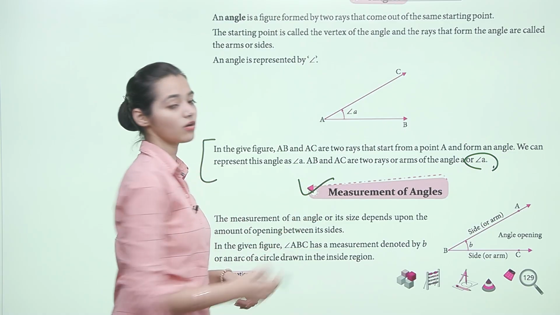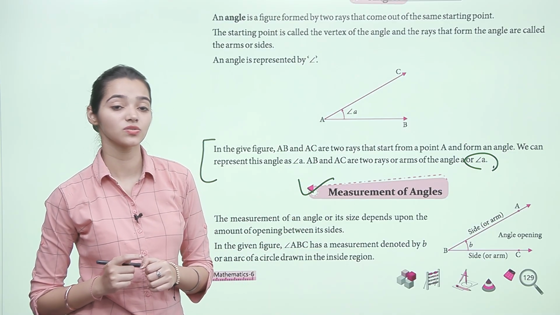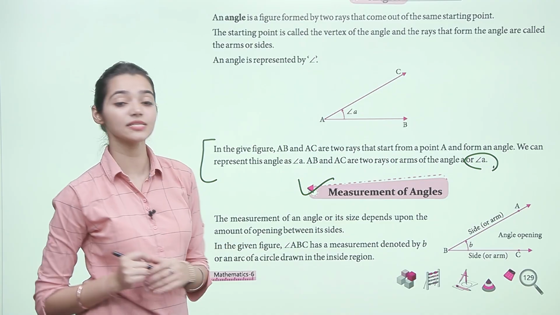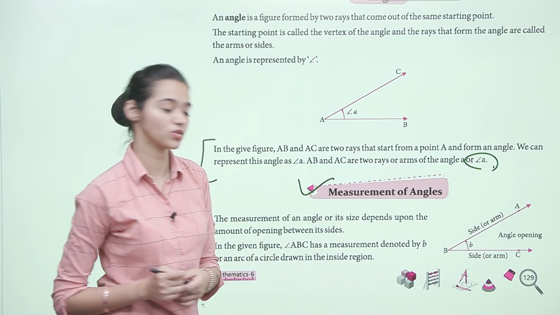Now let's start with measurement of angle. The measurement of an angle, or its size, depends upon the amount of opening between the two sides. In the given figure, angle ABC has a measurement denoted by an arc of a circle drawn inside this region.